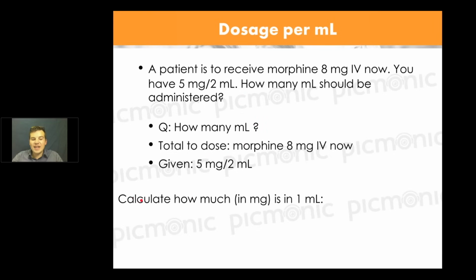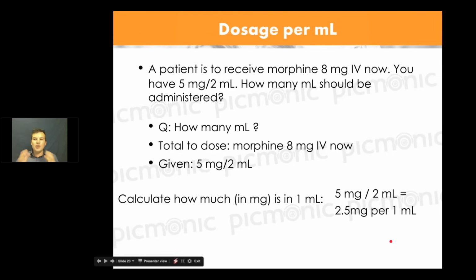So what we want to do is calculate how much in milligrams is in each ml. If you break it down to literally the simplest form, how many milligrams are in each ml? Well, how do we do that? We have 5 milligrams in 2 milliliters. So if I divide everything by 2, then that would tell me what? If I have 5 milligrams in 2 milliliters of solution, then 1 ml is going to be 2.5 milligrams, because there's 2.5 milligrams per 1 ml.